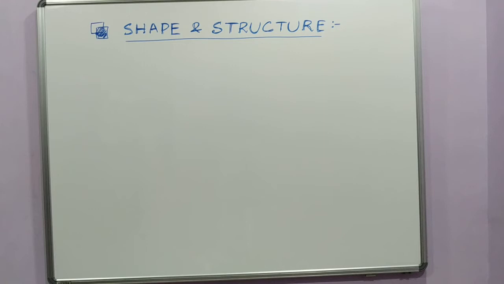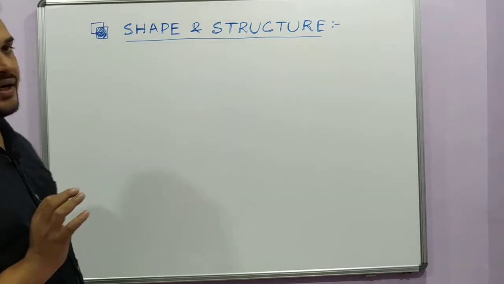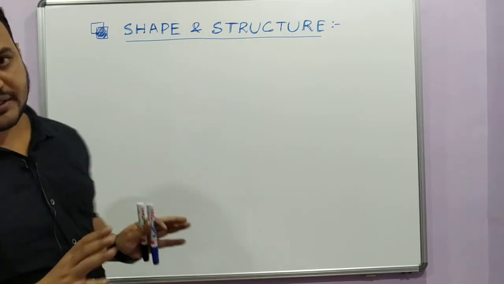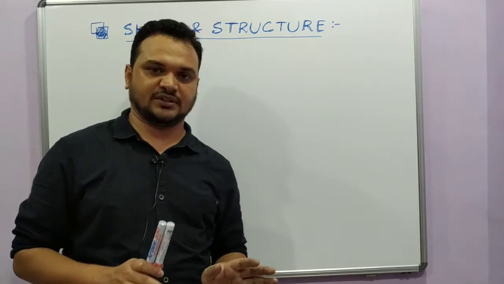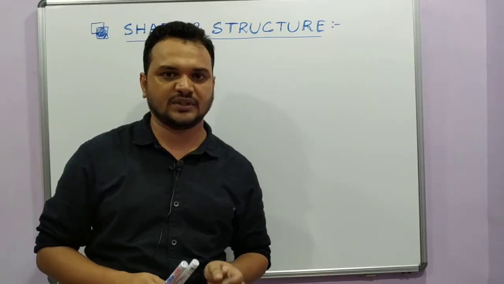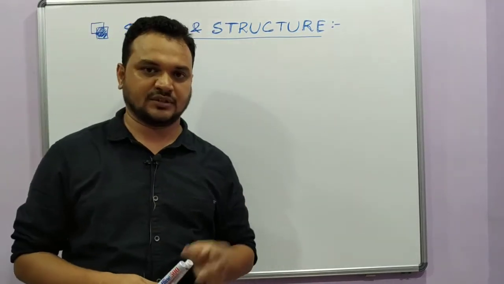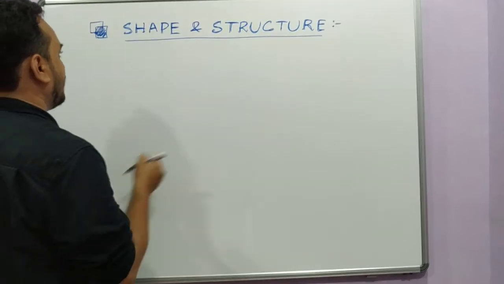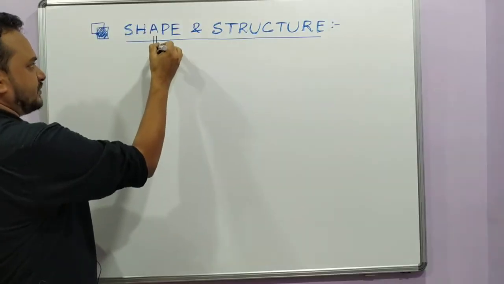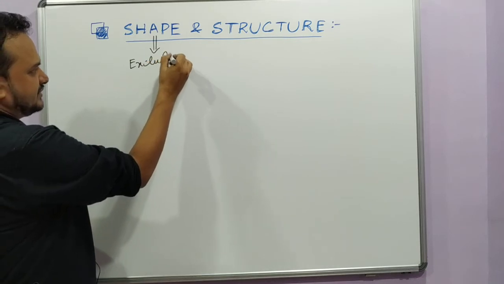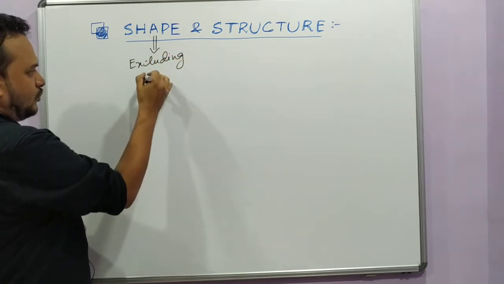Now the last small thing, that is shape and structure. The terms look similar, both are related to the sigma skeletal structure. We know from hybridization we get only the sigma skeletal structure, and both are related to it, but the only difference is that when we are talking about the shape of the molecule, it is excluding the lone pair.